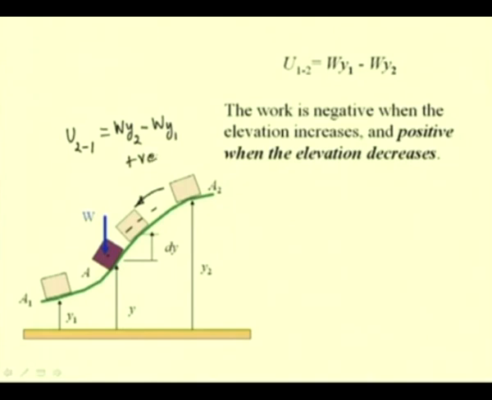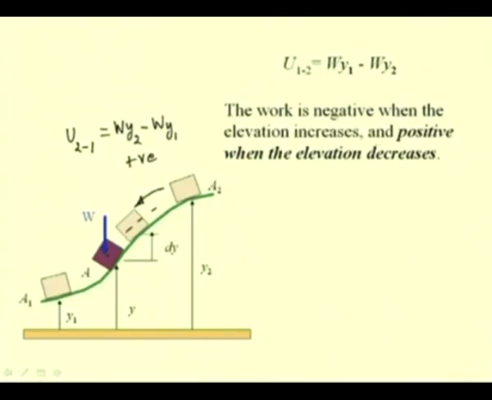That means, if we raise this weight, then the work is negative, meaning one has to supply work in order to raise the weight, and the work is positive when the elevation decreases, meaning that work is available to do some work. So, the weight of the body, when the body lowers, gives a work which can be used, and when the body is raised, one has to do work against this weight.